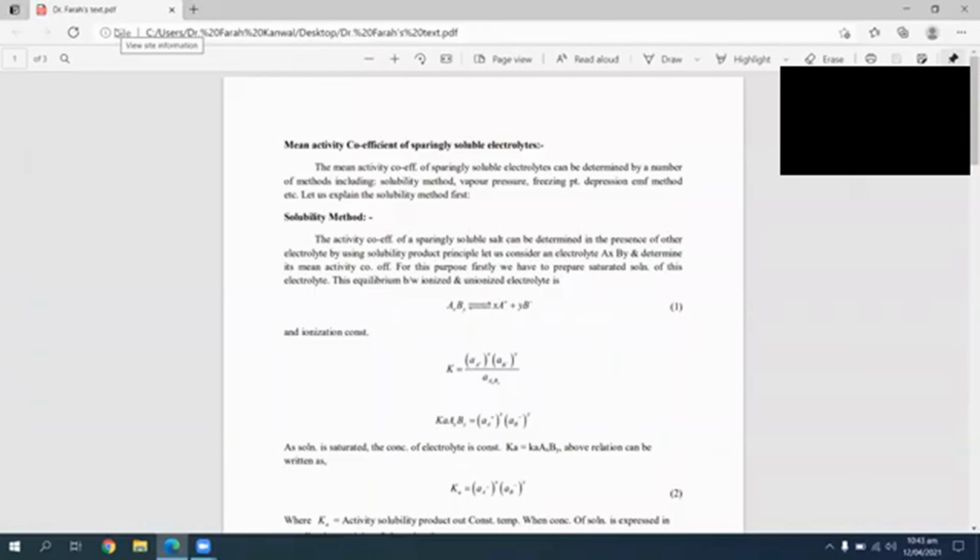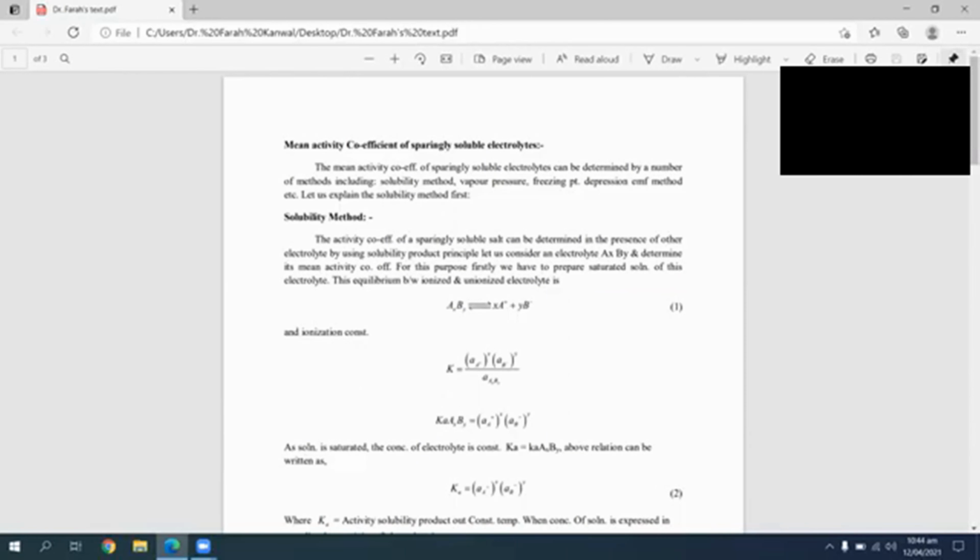Now my screen is being shared with you. If you look at it, this is the mean activity coefficient of sparingly soluble electrolyte. What are sparingly soluble electrolytes? Sparingly soluble electrolytes are those electrolytes which are not completely soluble. They are partially soluble. It means if it's calcium carbonate, it is not completely water soluble. If it is lead sulfate, it is not completely water soluble.